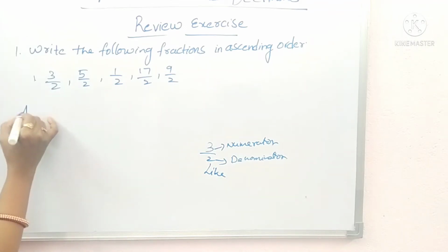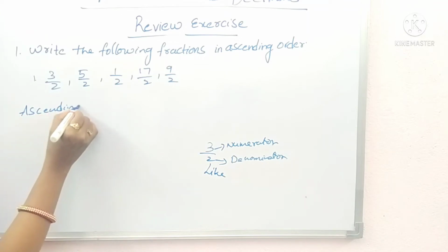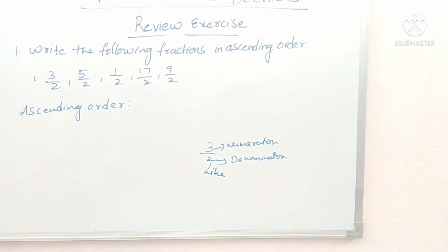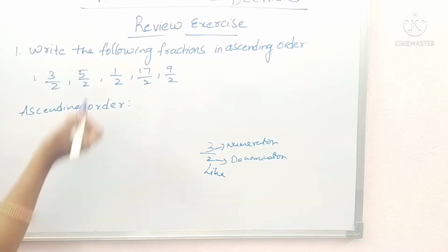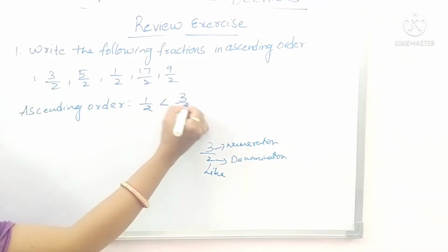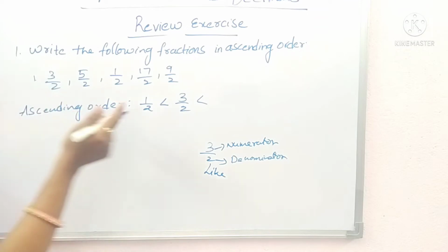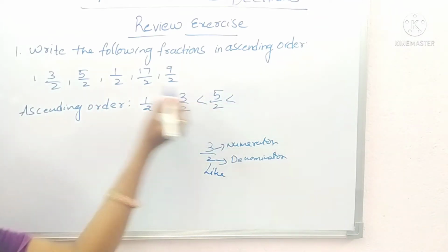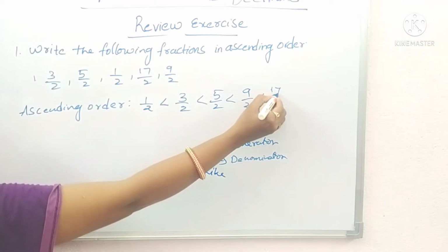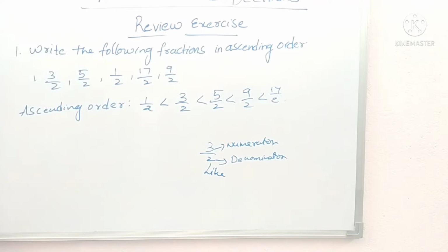Arranging in ascending order simply means writing the numerators in ascending order, that means from small to big. What is the smallest numerator here? 1, right? Next smallest, 3 by 2, next smallest 5 by 2, next 9 by 2, and next 17 by 2. That's it. Very simply you can write it if the fractions are like fractions.